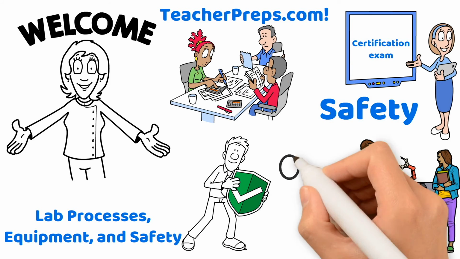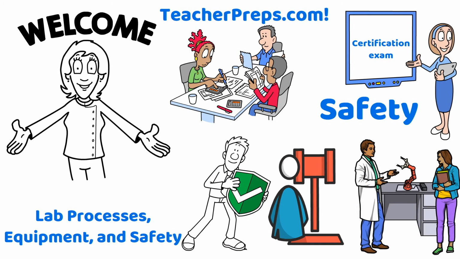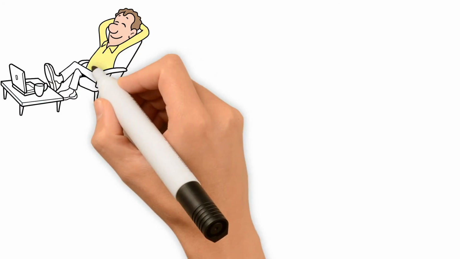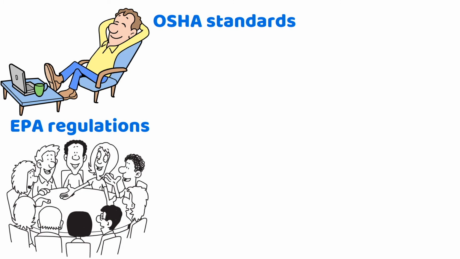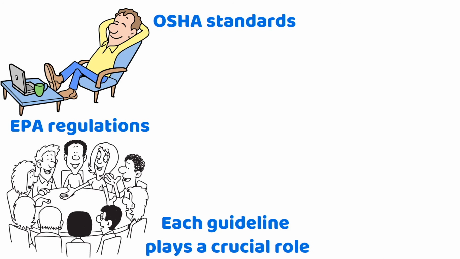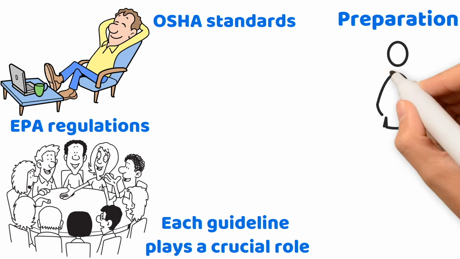Adhering to safety regulations isn't just about compliance. It's about creating a culture of responsibility and care. From OSHA standards ensuring safe working conditions to EPA regulations protecting our environment, each guideline plays a crucial role. Preparation is your first step towards safety.